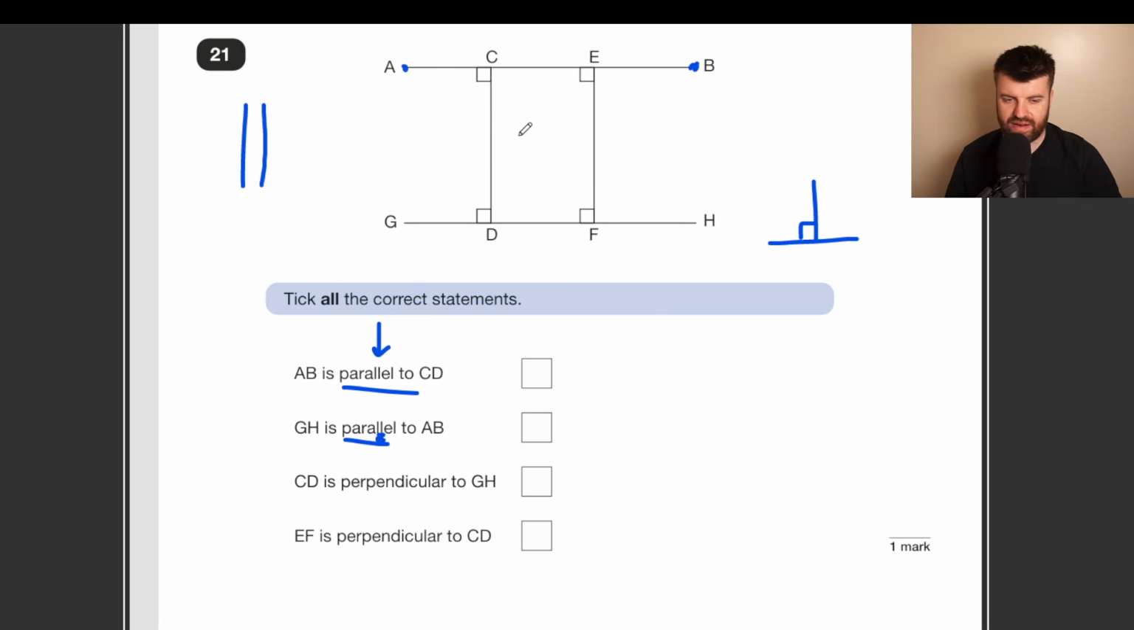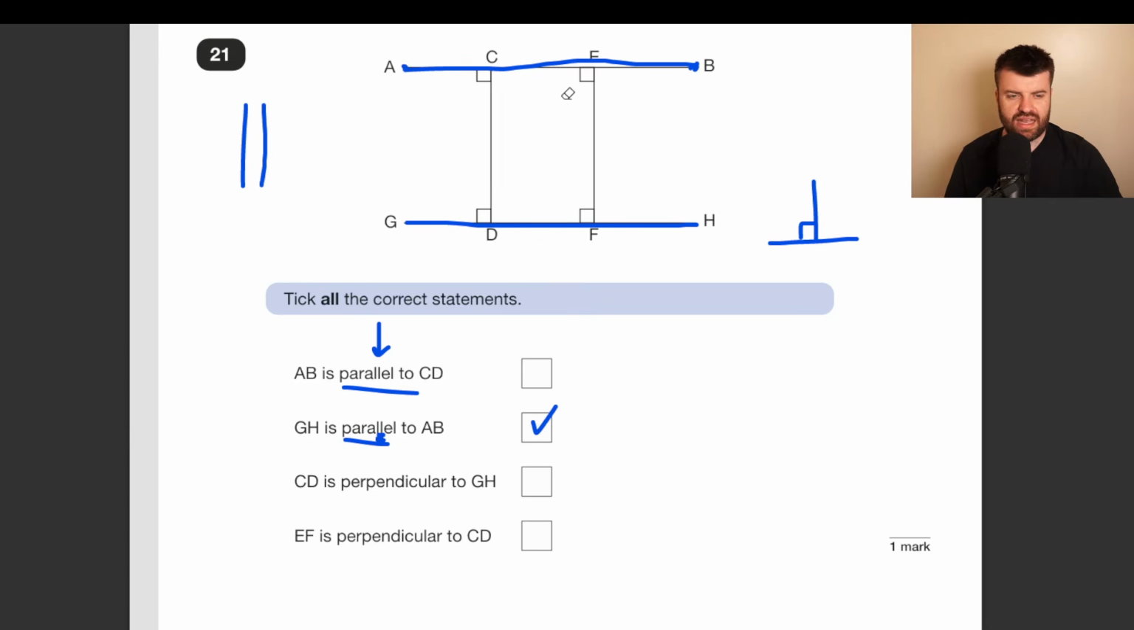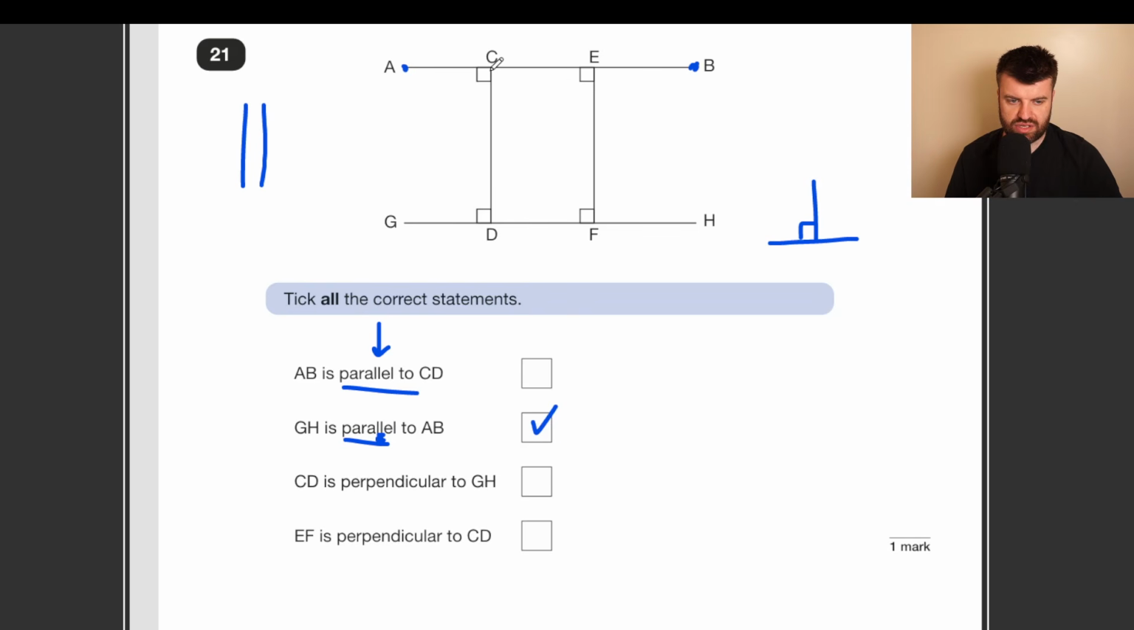Next one, GH is parallel to AB. GH is this bottom line, and we just did AB was this top line. Absolutely correct. Yes, they are parallel. Give that a tick. Next one, CD is perpendicular to GH. CD, and we know GH because we just talked about it. Absolutely, we can see, look, it's proven by this right angle. Tick. That is perpendicular. Fantastic.